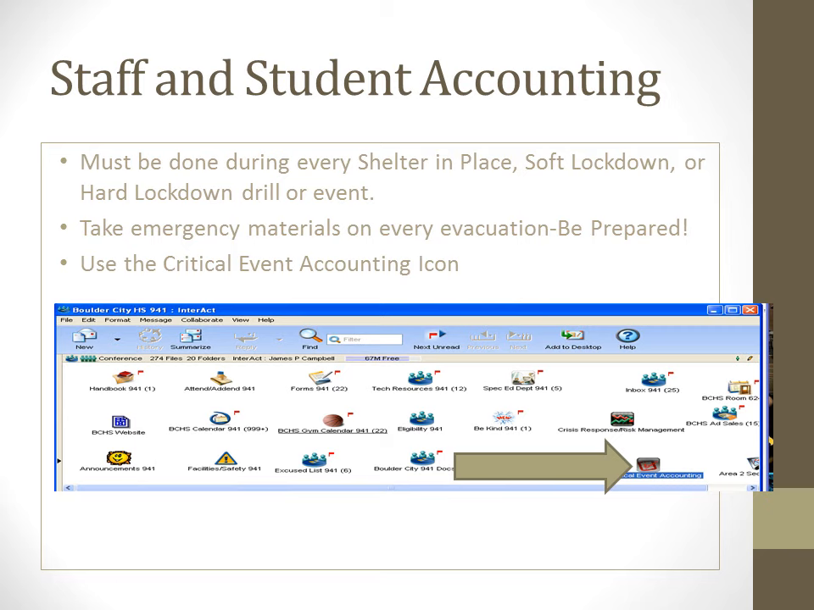The critical event icon is how we account for our kids and staff. This must be done during every shelter-in-place, soft lockdown, or hard lockdown drill or event. If you're not familiar with that, take these first couple of days and go into Interact, and there's that critical event accounting icon. Play around with it. You don't need to input any data, but do know where it's at and how to access it.